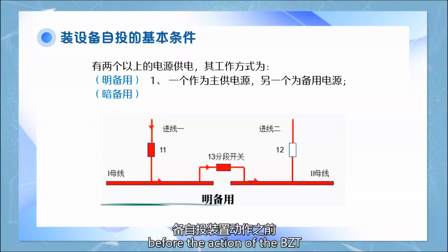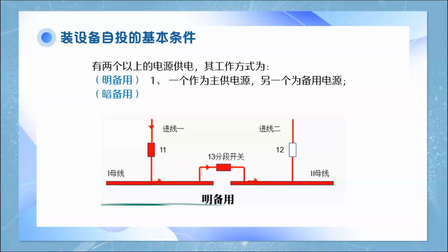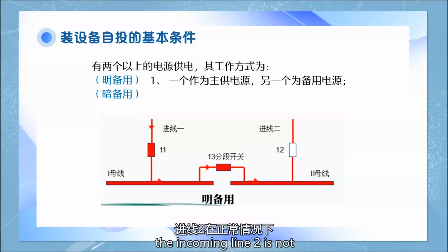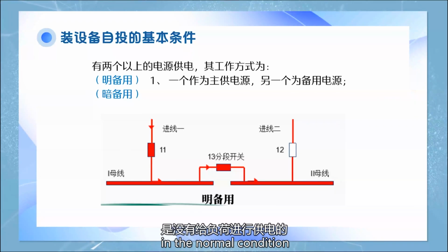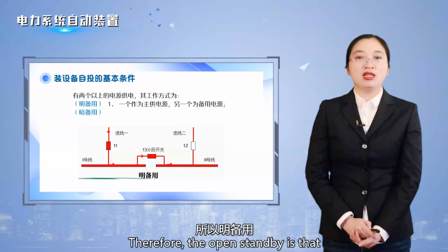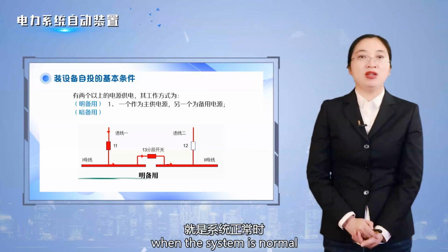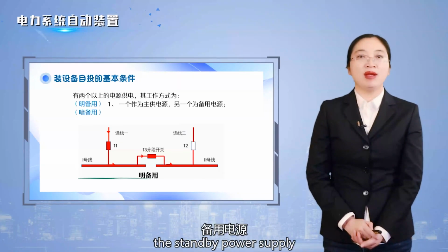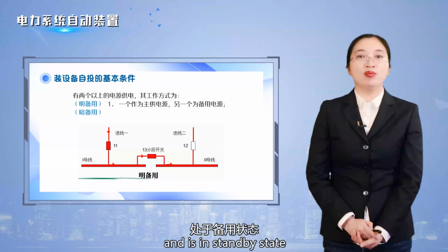Before the action of the BZT, circuit breaker number 12 is in the open position. The incoming line 2 is not giving power supply to the load in the normal condition. Therefore, open standby means that when the system is normal, the standby power supply or standby equipment does not work and is in standby state.